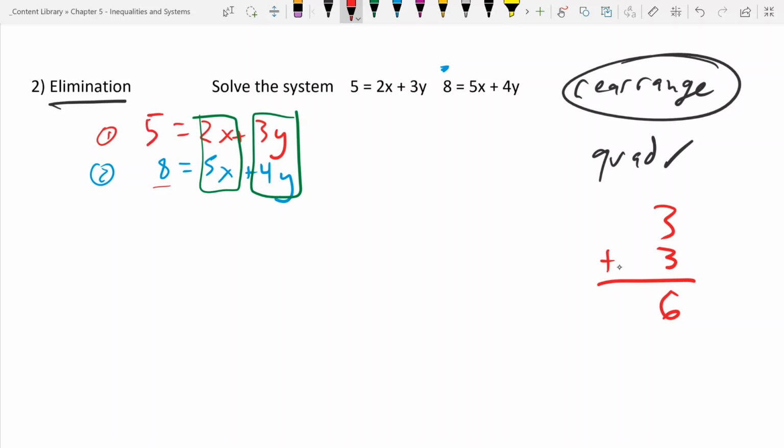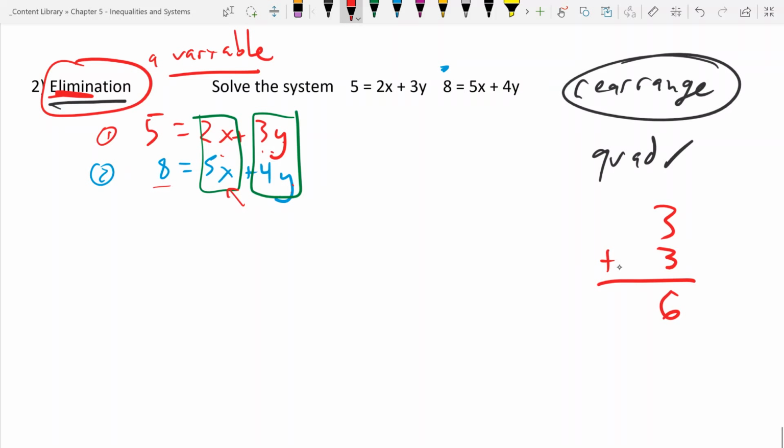Once we have them lined up, we need to figure out which variable we're going to get rid of, because just like substitution, we want to eliminate a variable. Sometimes it'll be easy. For example, if both y's have the same coefficient, you just get rid of that one. In this case, neither of them are easy. So I'm going to pick, let's do this one, the 2 and the 5.